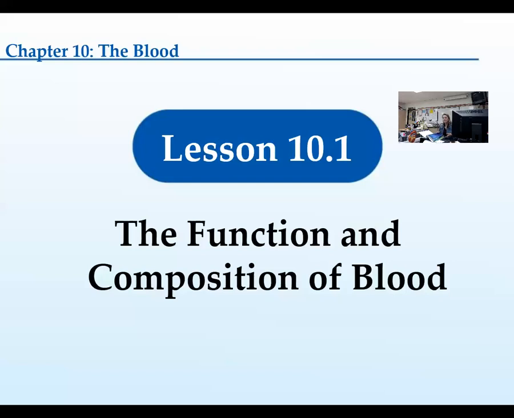So blood, I think, is an interesting chapter. I think sometimes it's a little easier because it's something that's tangible. People take your blood for whatever reason, and so this gives you an idea of why they're doing that and what they're looking for. So you guys can follow along in your PowerPoint.